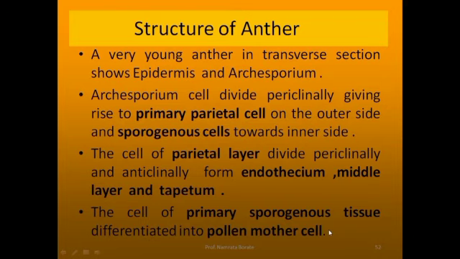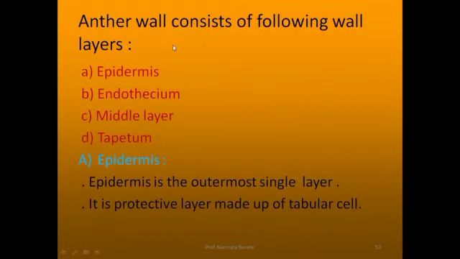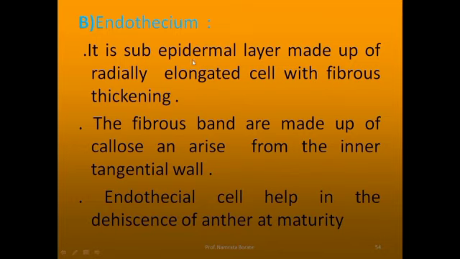As we already discussed, the anther wall consists of four layers: epidermis, endothecium, middle layer and the tapetum. This epidermis is the outermost single layer. It is a protective layer made up of tabular cells. Second, endothecium is a subepidermal layer made up of radially elongated cells with fibrous thickening. The fibrous bands are made up of callus and arise from the inner tangential cells. The endothecial cells help in the dehiscence of the anther at maturity.